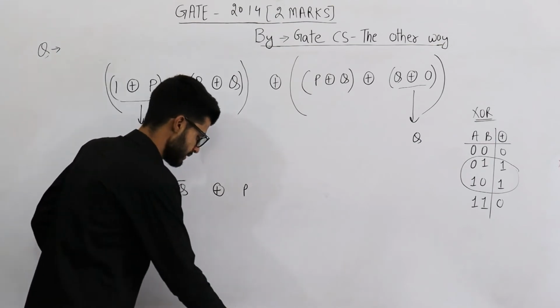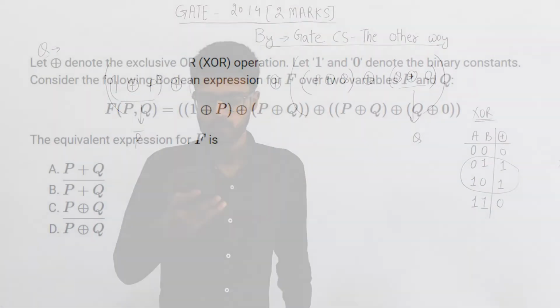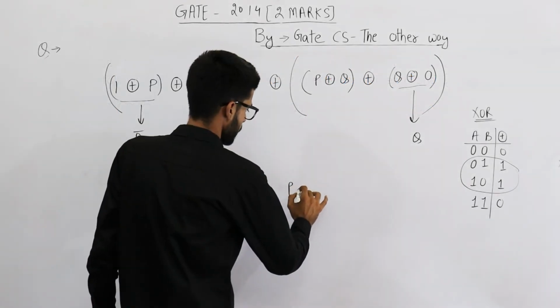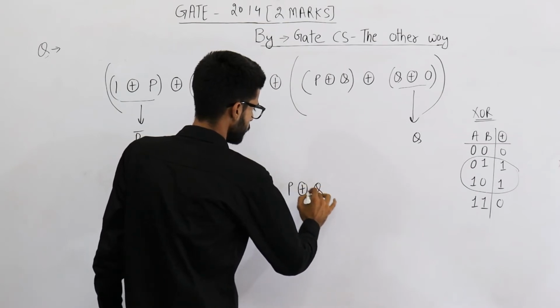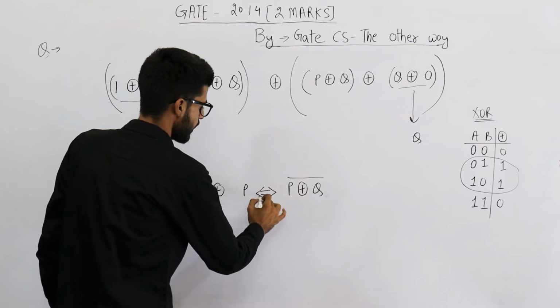Now it is not present in the options. Let us see what is there in the options. So just have a look at these options. Option D will match with this. Option D is P XOR Q whole bar. Both of these are equivalent.